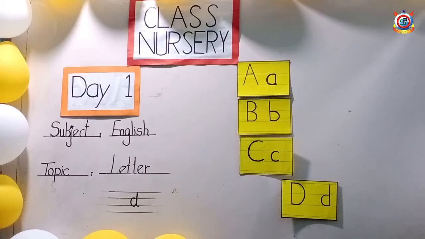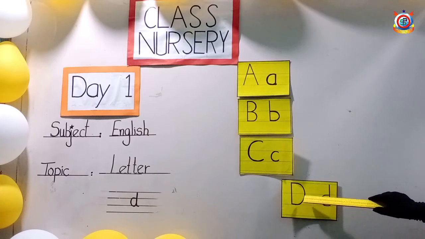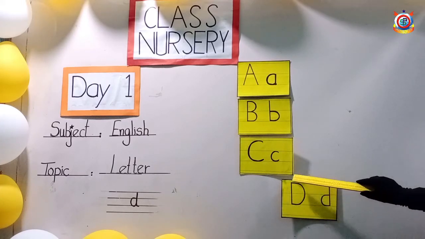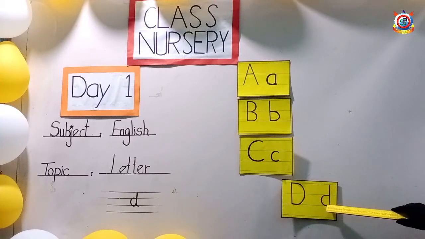Okay बच्चों, now be ready for a poem. Yes, let's start. I am D, I am D, the letter D. I am D, the letter D. I make a sound D, D, D.